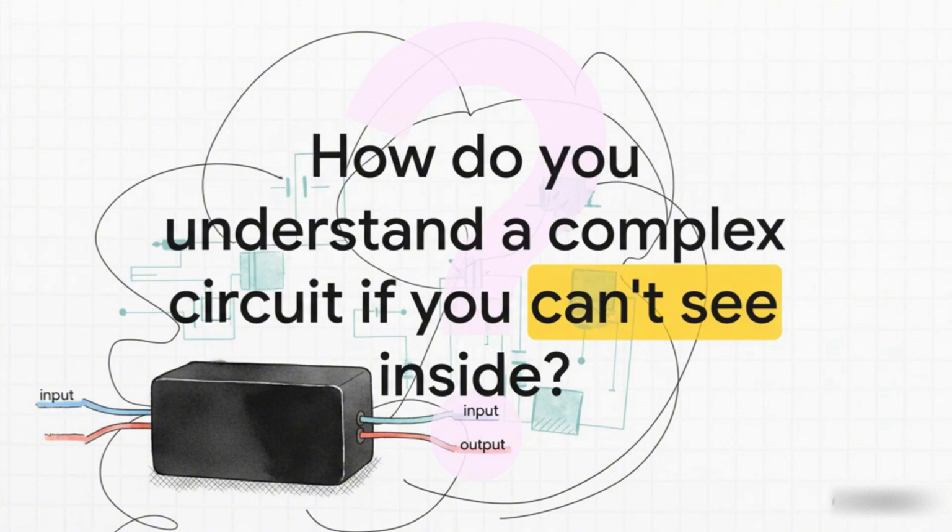Okay, imagine this. Someone hands you a sealed box. Inside, there is a circuit, but you have no idea what it is. All you've got are two pairs of wires sticking out, an input and an output. It could be an amplifier, it could be a filter, who knows? So how on earth do you figure out what this mystery box actually does? That's the big question we're tackling.